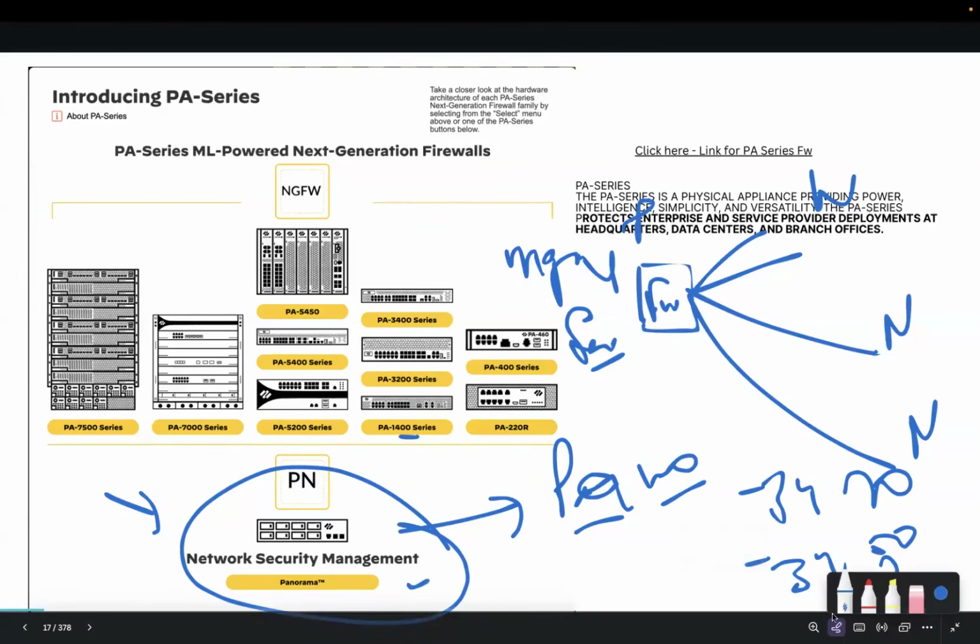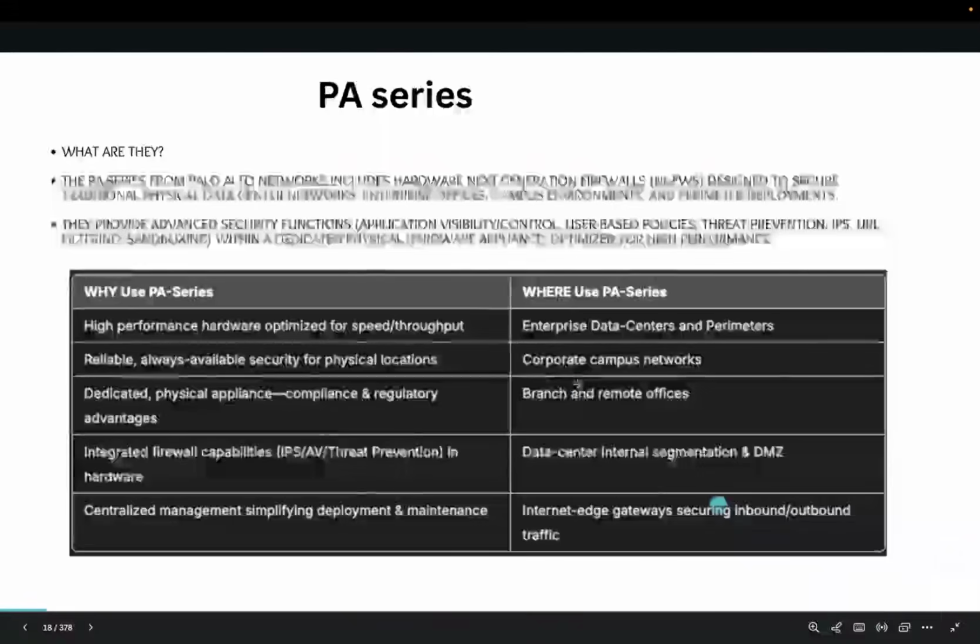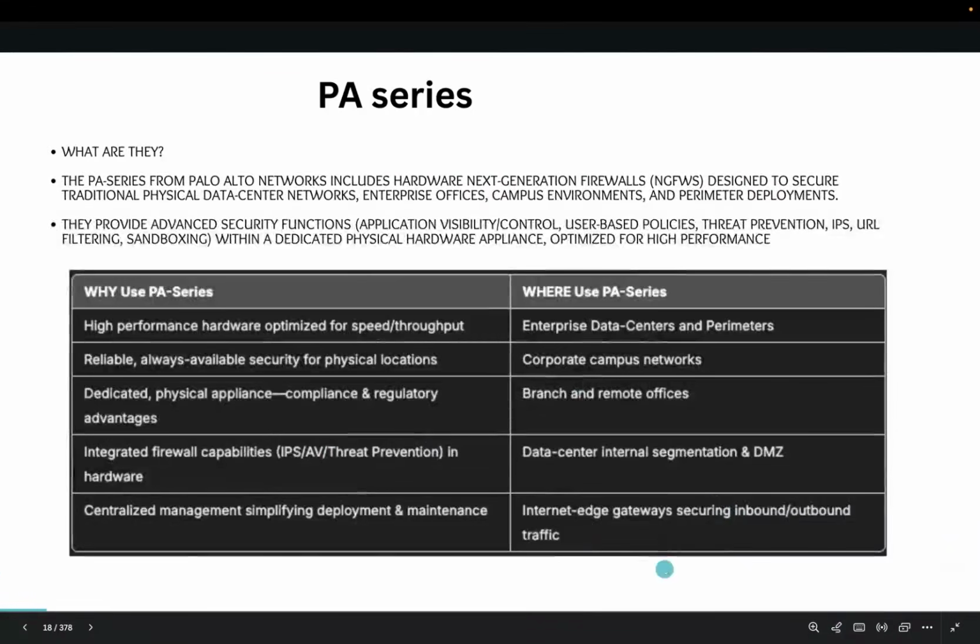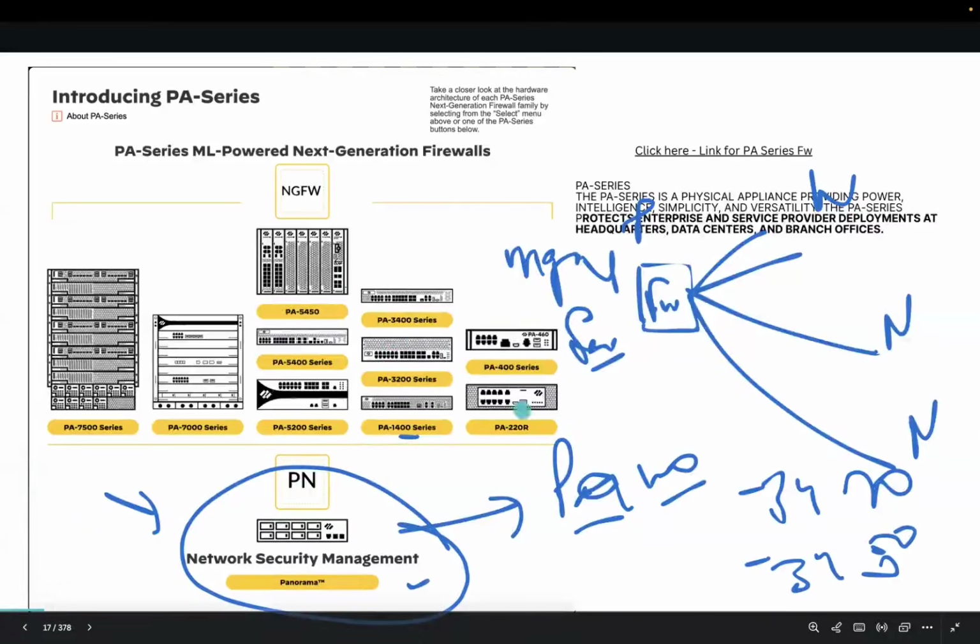Okay, so a few important things in PA series as well.